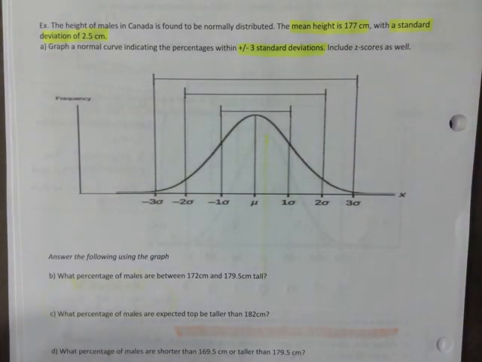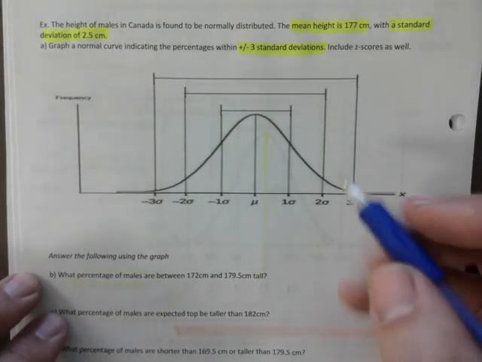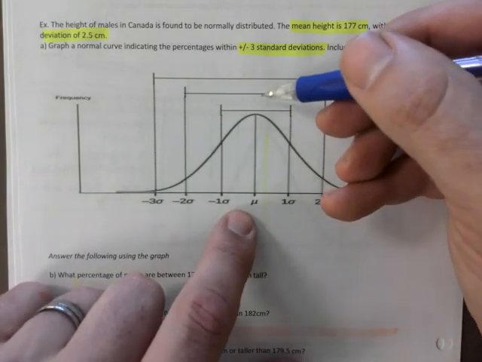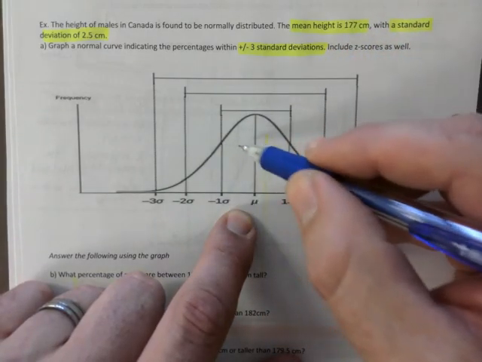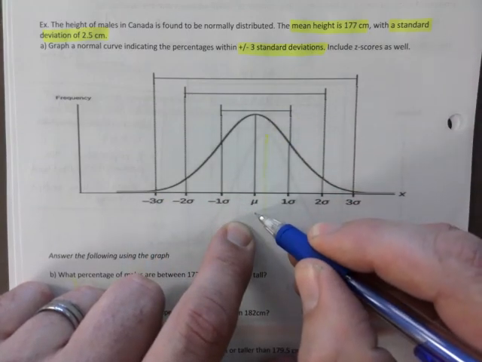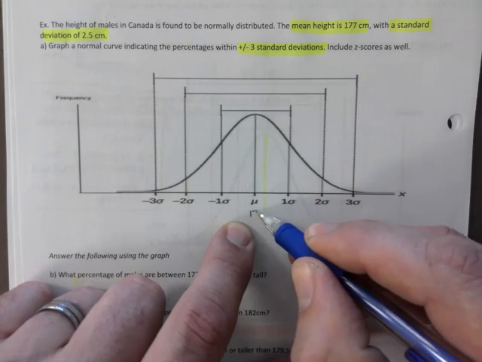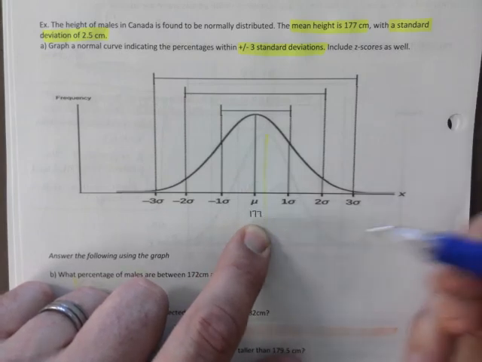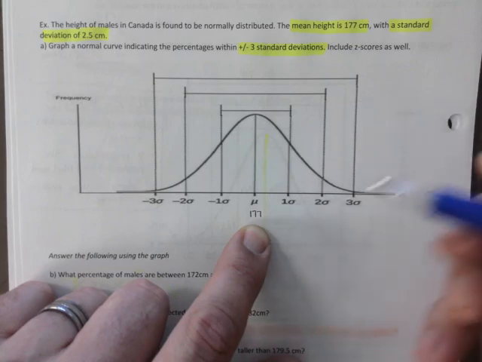Include z-scores as well. Is it possible that you can have more than 3 standard deviations? Yes, but it's so negligible that we usually don't include it, okay? There's so few data points there that we don't include it. So when I ask you to do it, I may give you something like this, but if I don't, you just have to make a straight line here. And we start with the average, which is 177. Okay? You put the 177 right in the middle.